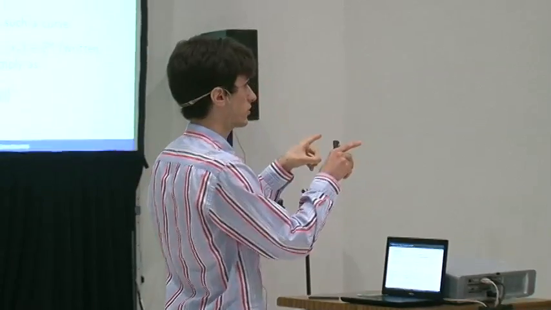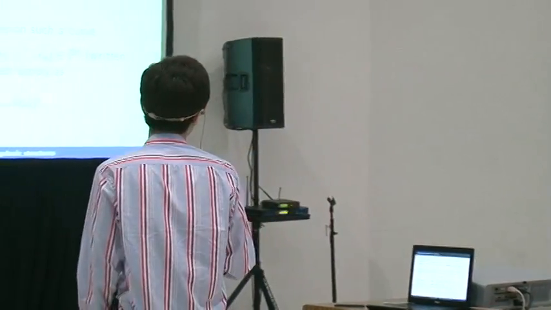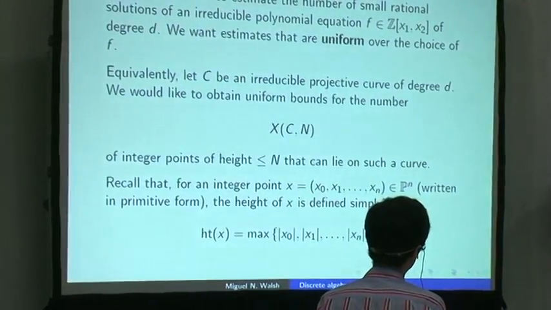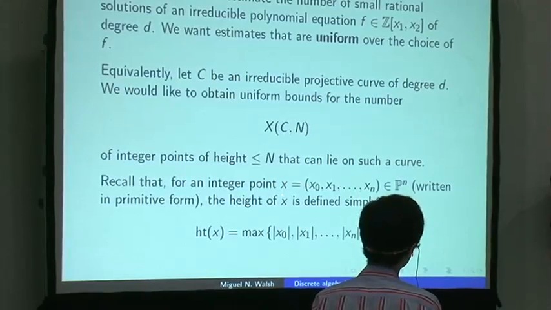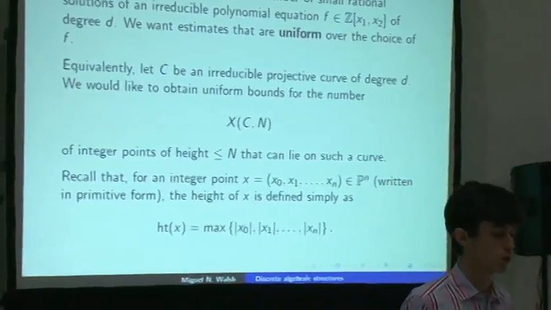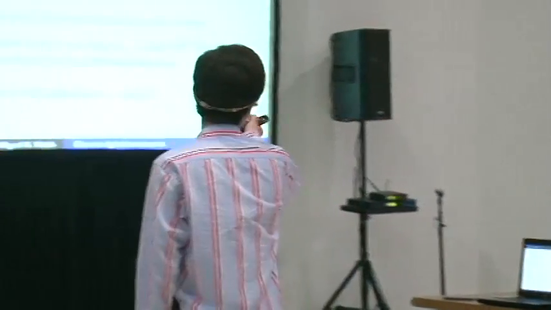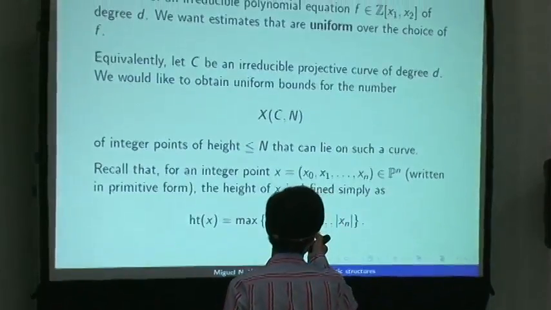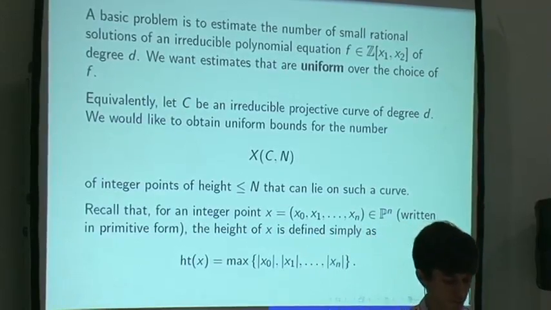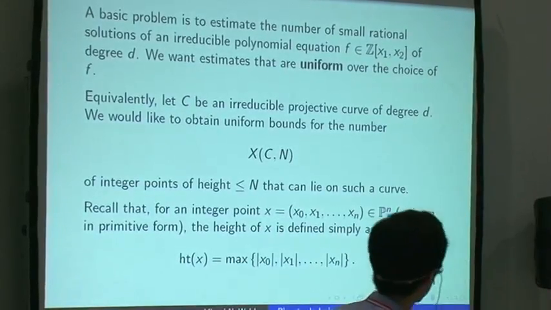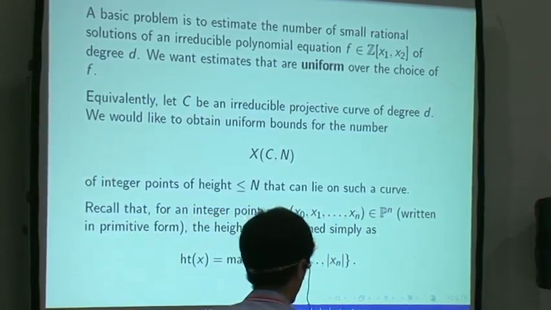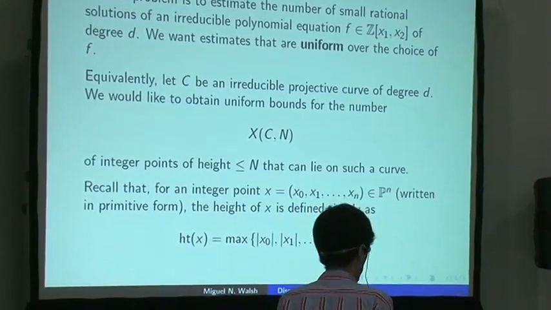You just take the integer point. You can always write this in a primitive way, that is, there is no natural number different from 1 dividing all the coordinates, so all together there is no common factor. So you write it in the primitive form, and the height is just the maximal size of these coefficients. It's a very natural bound. In fact, if you're counting points with height less than n, it's like counting rational solutions of size less than n. So this is a very classical problem: just how many points can a curve of degree d have.